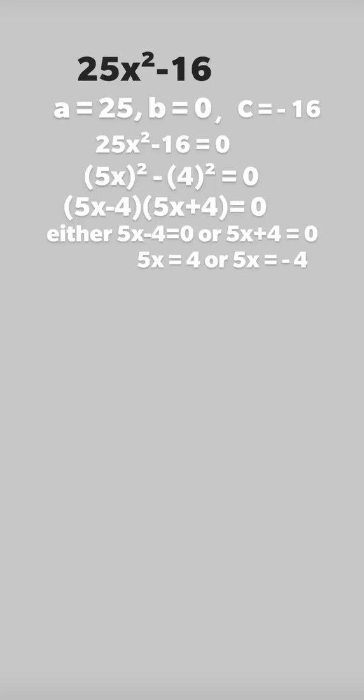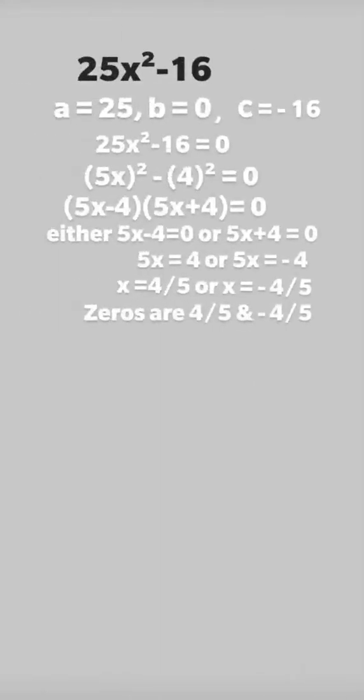Then 5 multiplied by x is equal to 4. Therefore x will be equal to 4 divided by 5. The quantity which is multiplied on the left hand side will divide the right hand side, and therefore what we will get is x is equal to 4 upon 5 or x is equal to minus 4 upon 5. These are the zeros of this quadratic polynomial 25x square minus 16, and therefore I am writing here zeros are 4 upon 5 and minus 4 upon 5 as an answer. We have to write the answer.